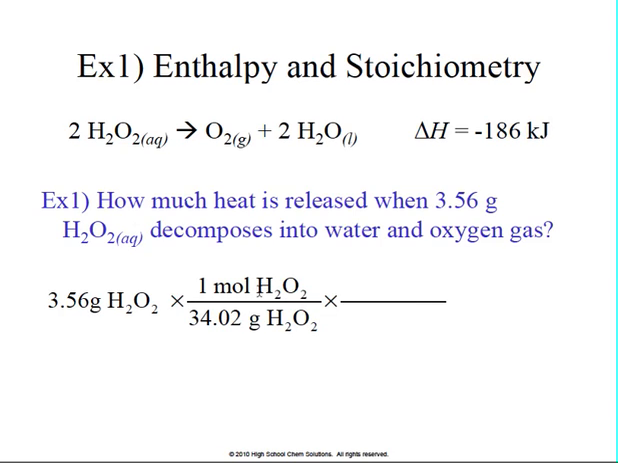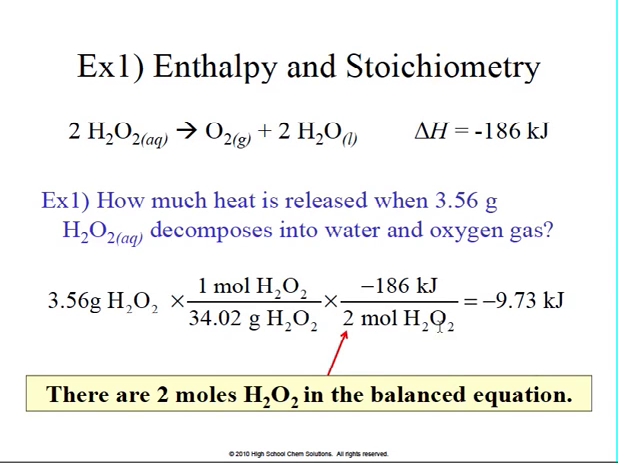Now based on the equation above, we know that negative 186 kilojoules of energy is produced by 2 moles of peroxide. So again, notice that moles of peroxide is going to cancel out, leaving us with negative 9.73 kilojoules. So 3.56 grams of peroxide will produce 9.73 kilojoules.